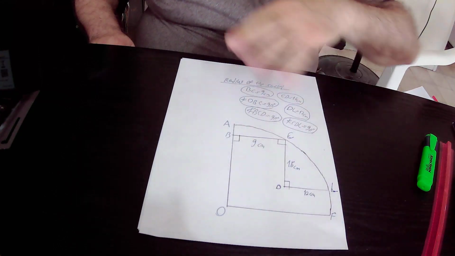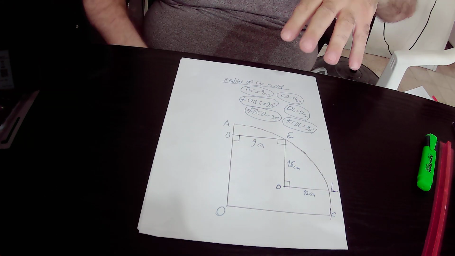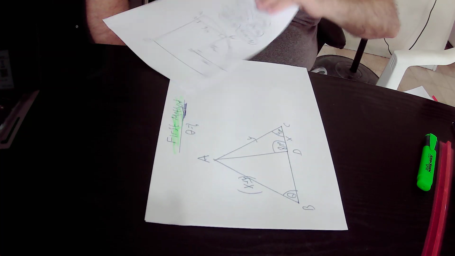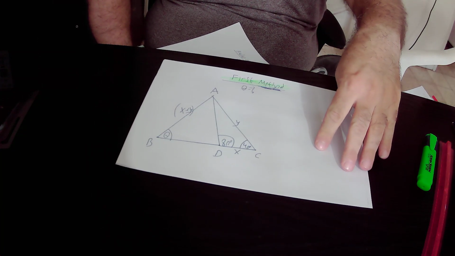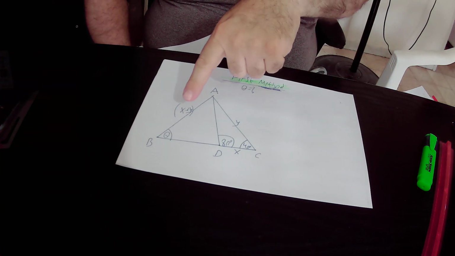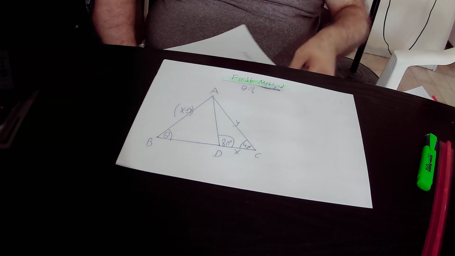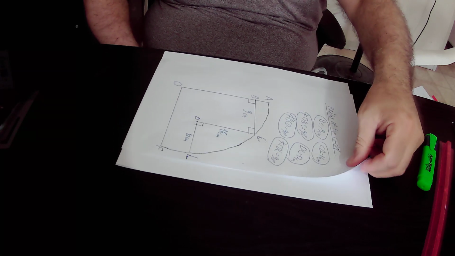Now, in this lecture, we'll answer two questions. In the first question, we'll find out the radius of this quarter circle. In the second question, we'll find out the size of this angle, angle theta, that is inside triangle ABC. So we start with the first question.